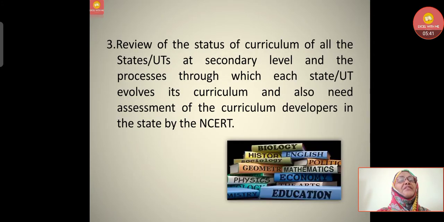Then the third point: review of the status of curriculum of all the states or union territories at secondary level, and the process through which each state or union territory evolves its curriculum, and also need assessment of the curriculum developers in the state by the NCERT. Obviously, they should review the status of the curriculum in all the states, especially at secondary level. What is the process through which they are evolving this curriculum? That is very important. They need to have the assessment of the curriculum developers who are developing the curriculum in the state or by the NCERT.